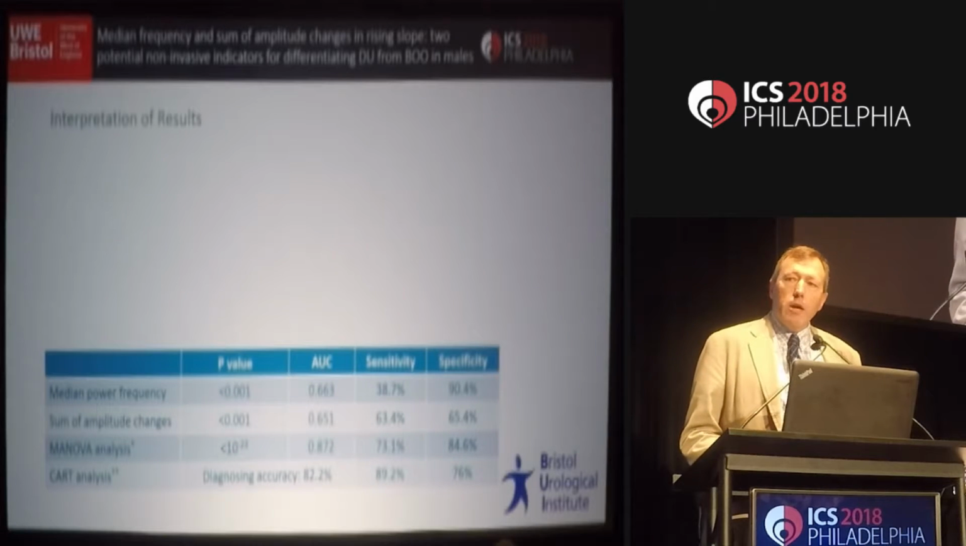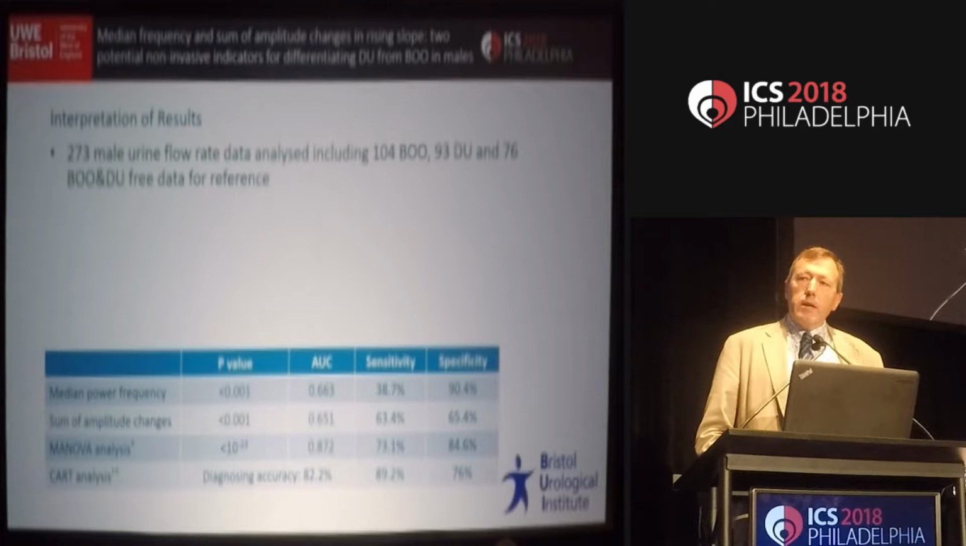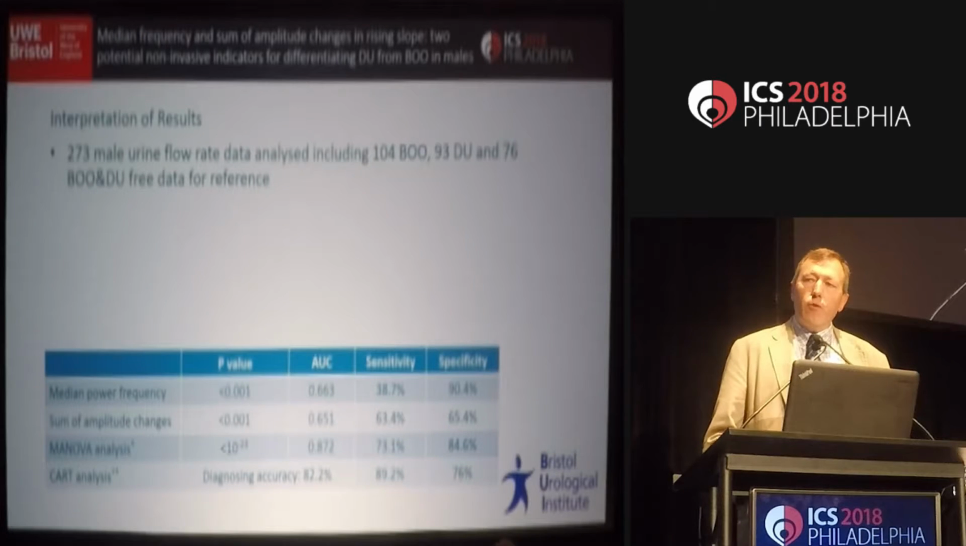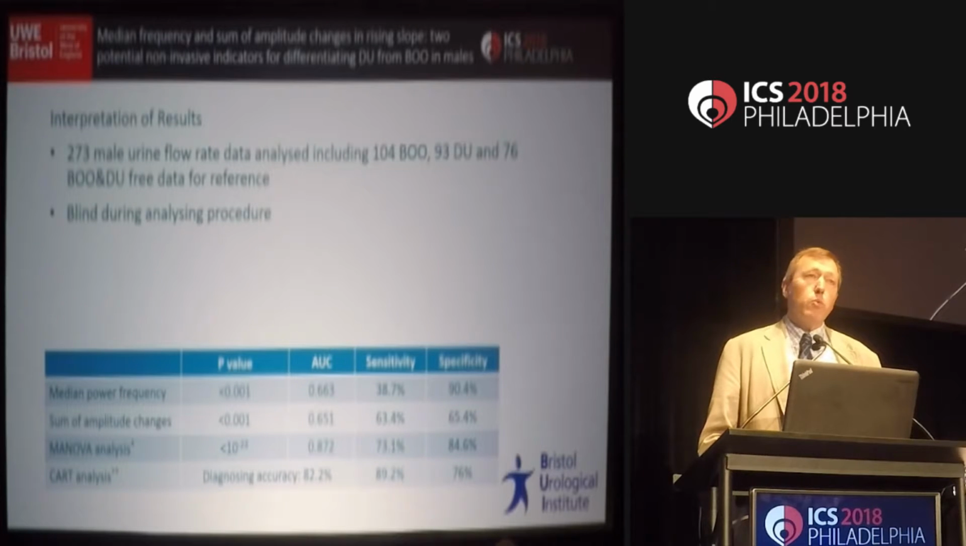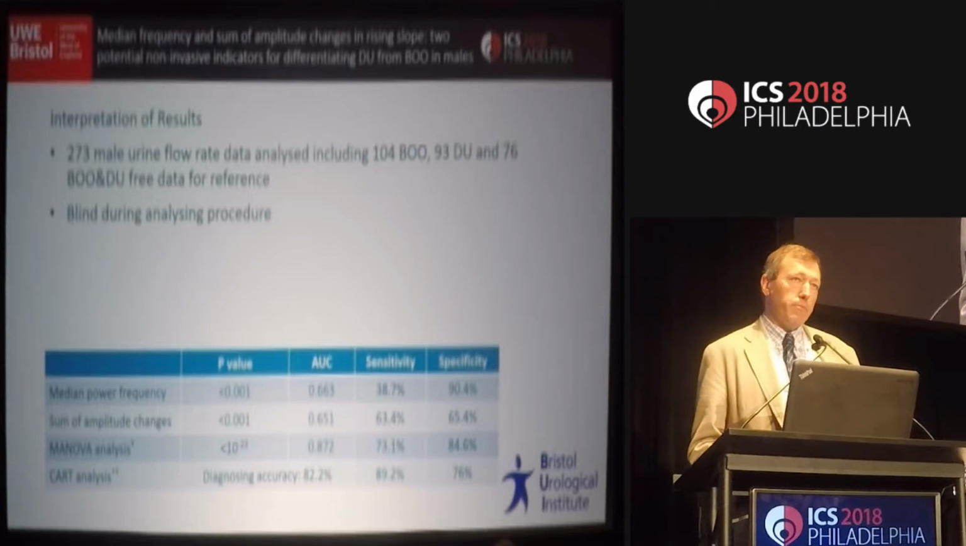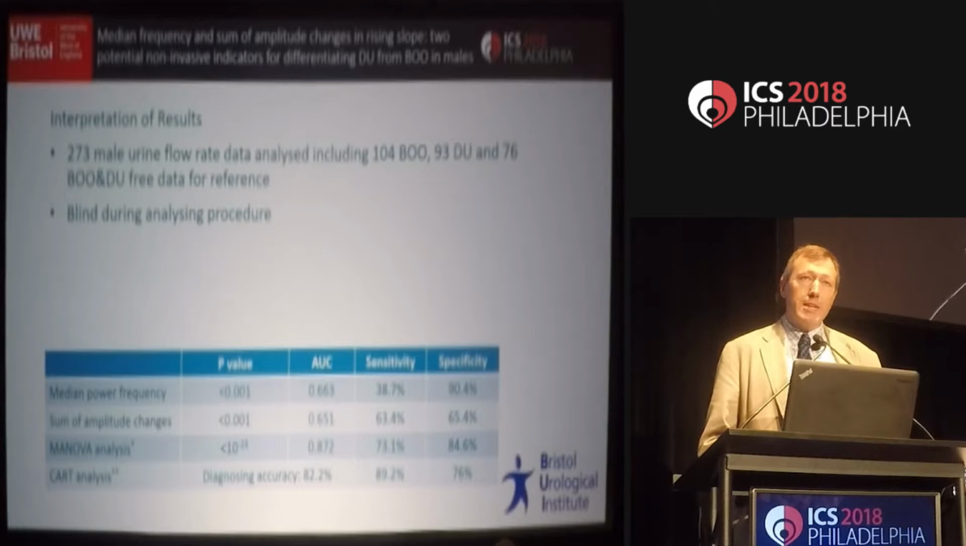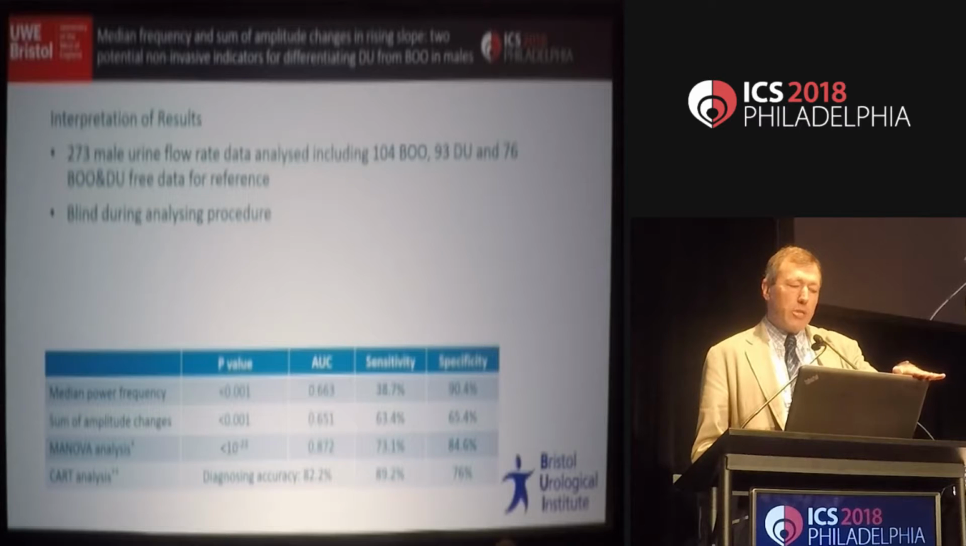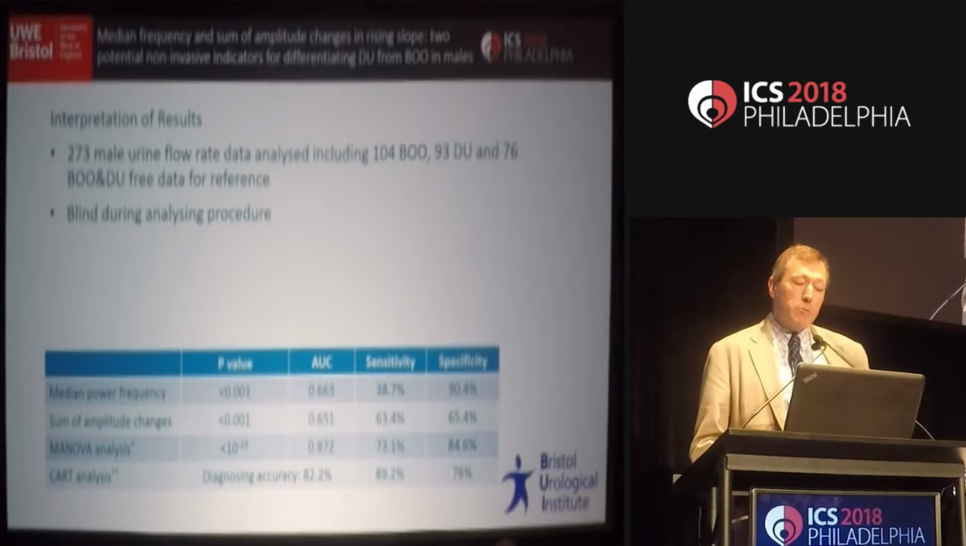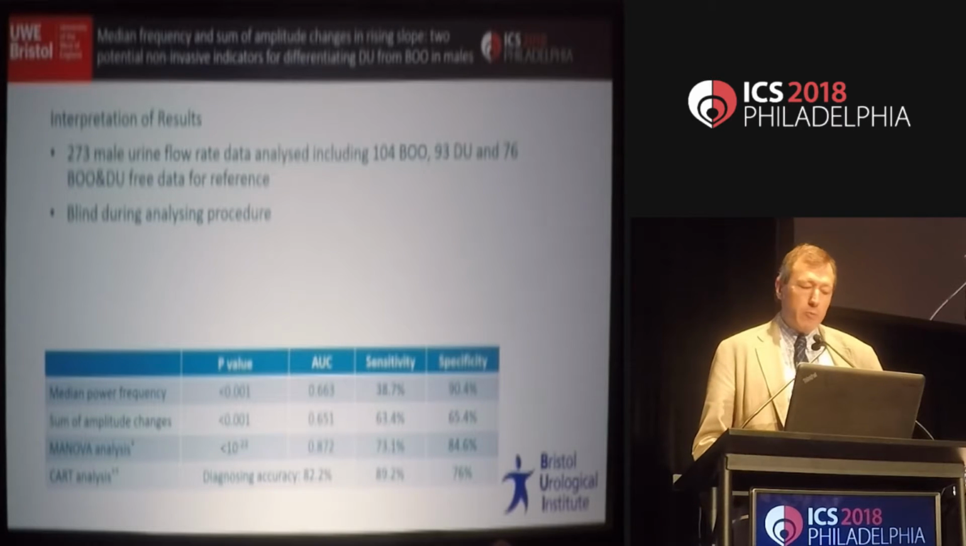So the results here are that if you look at the numbers, we have 104 obstructed patients, 93 underactive, and some free ones that were blind during the analysis procedure. I did not disclose the urodynamic diagnosis of these patients while Rui was doing the analysis. You can see that the median power frequency has very good specificity. In other words, you can tell the difference between the groups to a large extent by looking at the power. The amplitude is different between the groups, but not very specific.